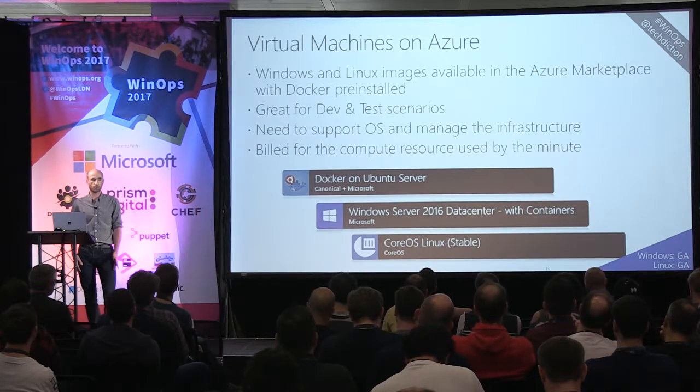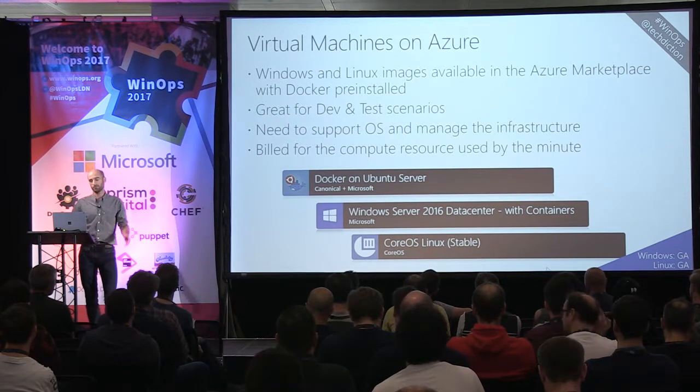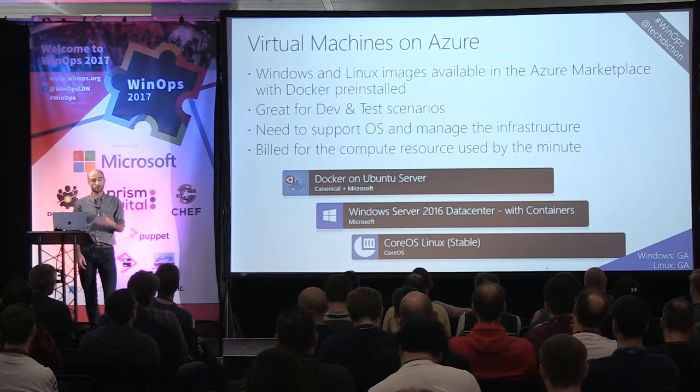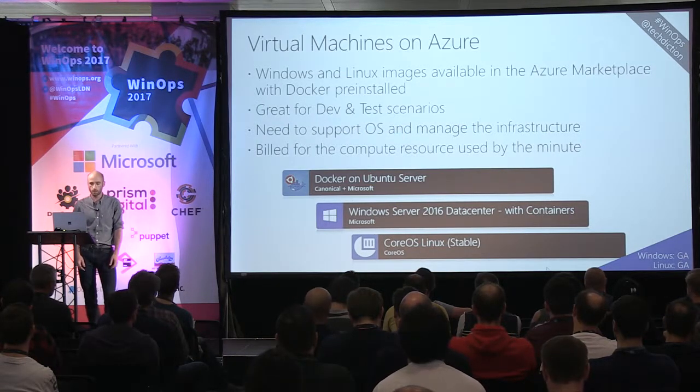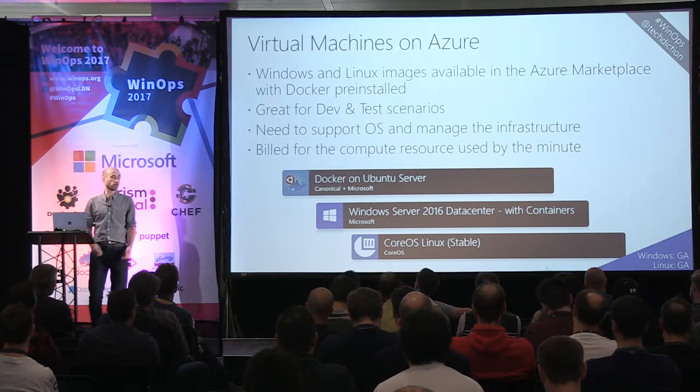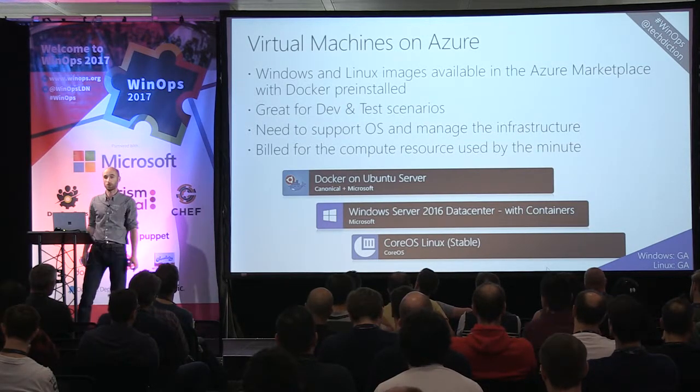But we need to remember with infrastructure as a service, we need to support and manage that operating system. Also, if it's single VMs, we've got no high availability or anything like that. VMs are billed by the compute resource, so depending on the size of VM we're deploying, it's billed by the minute. So you've got things like Docker on Ubuntu Server, Windows Server 2016 Datacenter with containers, CoreOS. You can just go deploy them and get up and running with Docker pretty quickly.